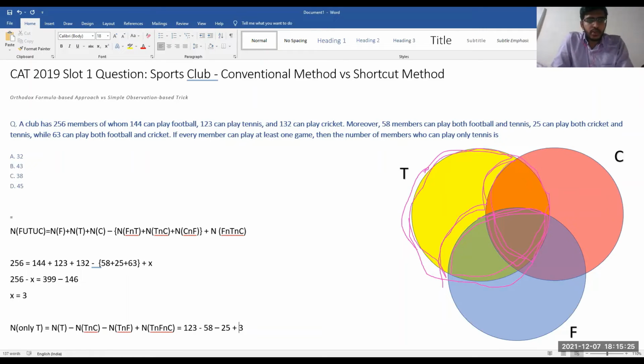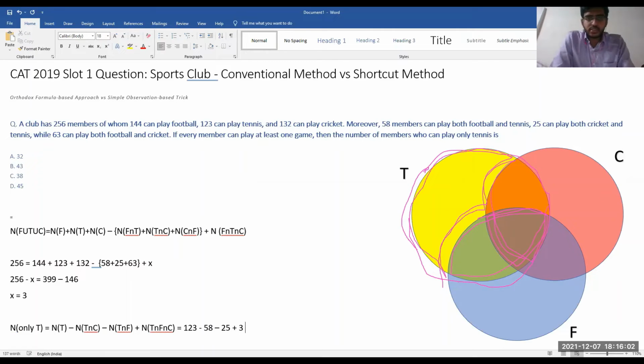So the number of players who play only tennis is the total number of players who play tennis, 123, minus the number of players who play tennis and football, which is from the question 58, and minus the number of players who play tennis and cricket, which is given as 25, and plus the number of players who play all 3 games. So 58 represents players who play both football and tennis but not cricket, and 25 represents players who play tennis and cricket but not football. And 3 represents players who play tennis, cricket and football.